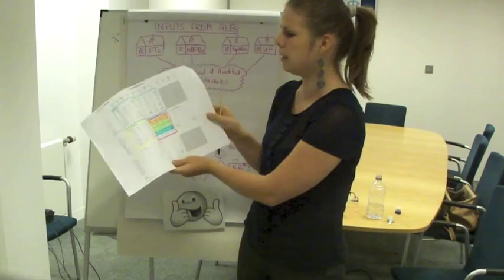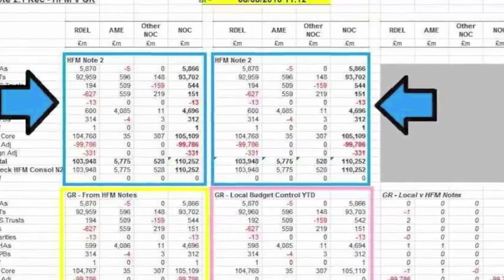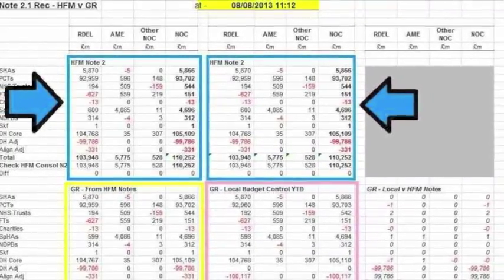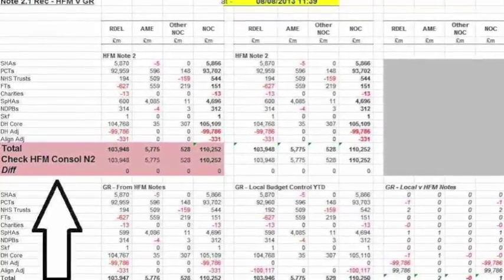Finally, if you look at this reconciliation again, the box called the HFM node 2 rounded in blue, these two, they are actually the same. These are actual node 2s from the Hyperion. Each line is taken from individual sectors' node 2s in their accounts. Therefore, it is very important to get this box right, because this is the data which is feeding into the consolidated DH accounts. This is the actual node 2 which is in the actual accounts book. You can also see the last line in this box, this one, which is a check if the individual node 2s are adding up for the consolidated position.